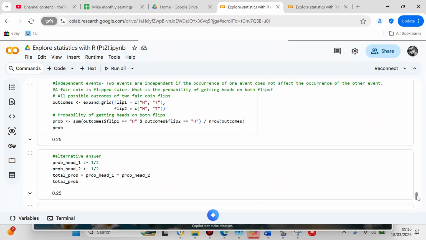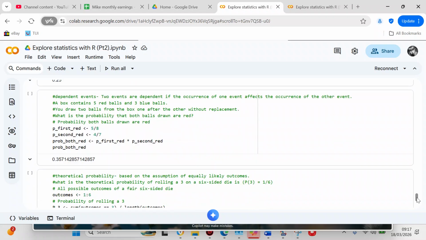Now, an easier way to do it is my way. Probability of head 1 is 1/2. Probability of head 2 is 1/2. Total probability equals probability of head 1 times probability of head 2, which is 0.25. So 0.5 times 0.5 is 0.25. So 1 divided by 2 times 1 divided by 2 equals 1 divided by 4. My way is the easier way, but you can do it my way or the R way, any way you like.